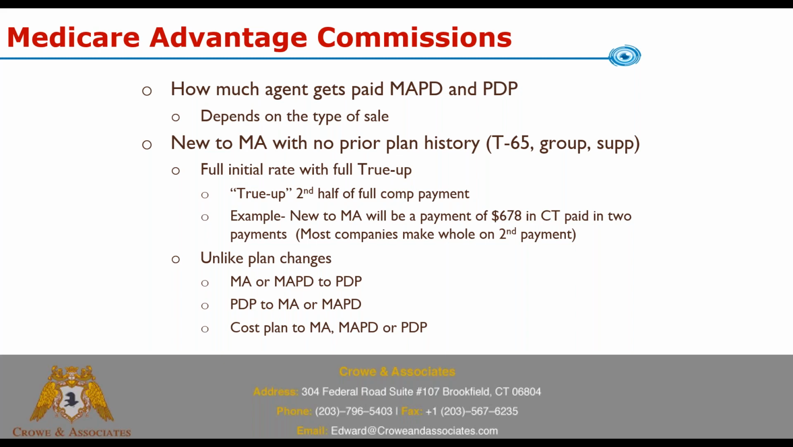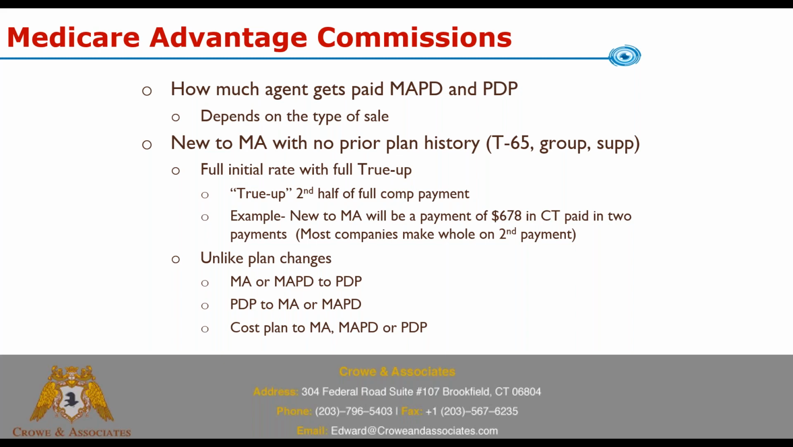and are getting an MA plan for the first time, they didn't have a PDP in place, they didn't have another MA in place, you're going to get the full commission we talked about, the full true up, so you get the max commission, and it will not be prorated. So using Connecticut as an example, the max commission this year is $678. You write somebody a new plan, doesn't matter what time of year, you're going to get $678 if it was new to Medicare.